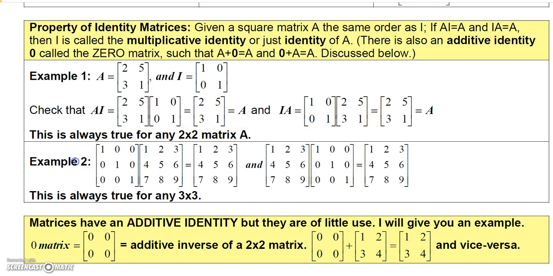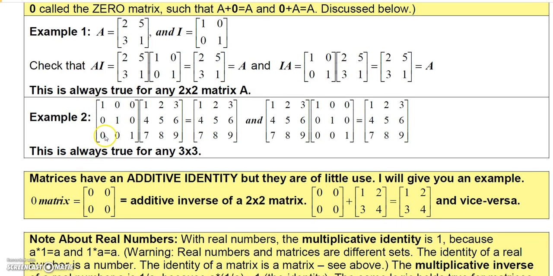Now also, let me show you an example where I take the 3 by 3 identity matrix and multiply it by a 3 by 3 matrix. So if I took this 3 by 3 matrix 1, 0, 0, 0, 1, 0, 0, 0, 1 and multiplied it by the matrix 1, 2, 3, 4, 5, 6, 7, 8, 9, then the result would just be this matrix 1, 2, 3, 4, 5, 6, 7, 8, 9. Or if I turned it around and multiplied the matrix 1, 2, 3, 4, 5, 6, 7, 8, 9 by this 3 by 3 identity matrix, it would just return the matrix 1, 2, 3, 4, 5, 6, 7, 8, 9. And this would work for any 3 by 3 matrix that I put in here.